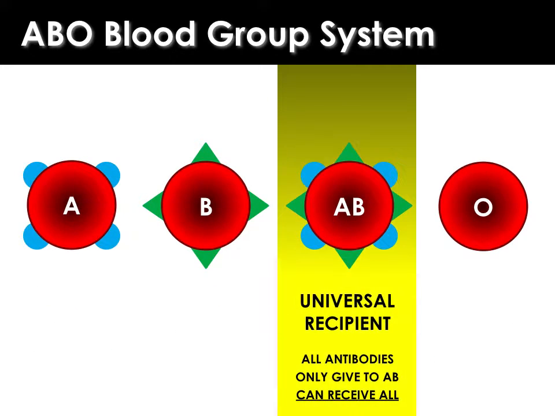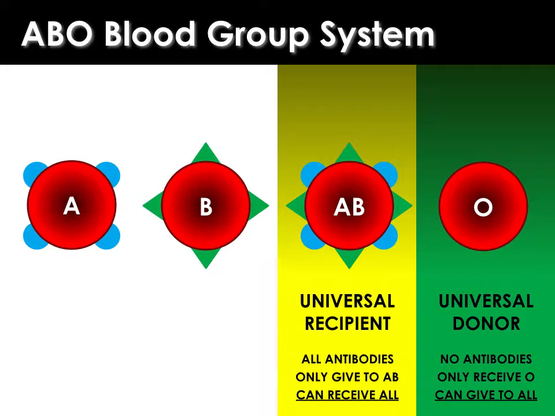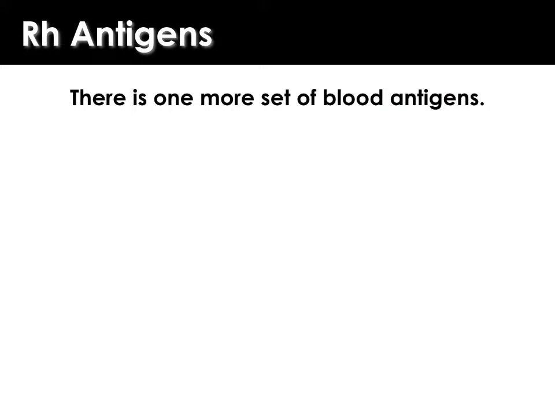We consider the type AB blood group a universal recipient. That is because they have no antibodies. They can receive all types of blood, but they can only give their blood to someone that has AB. The type O group is considered the universal donor, and again, that's because they have no antigens. They can give to all, but they can only receive type O blood.